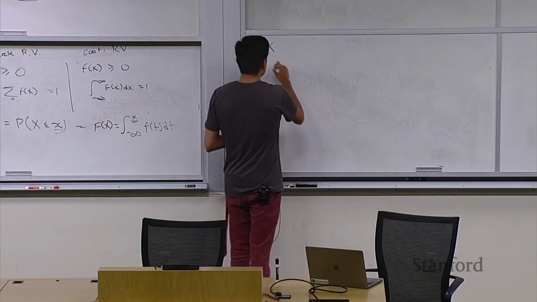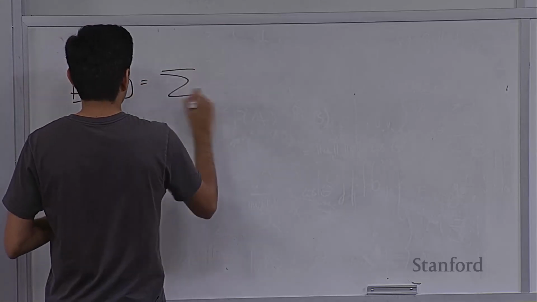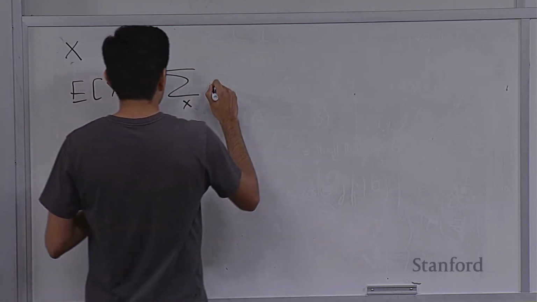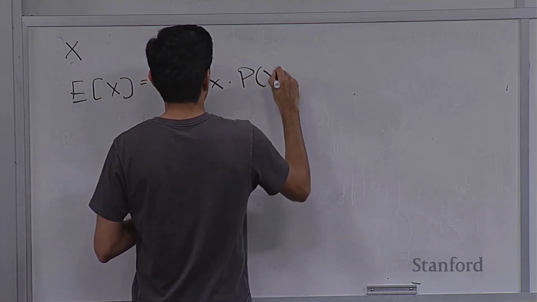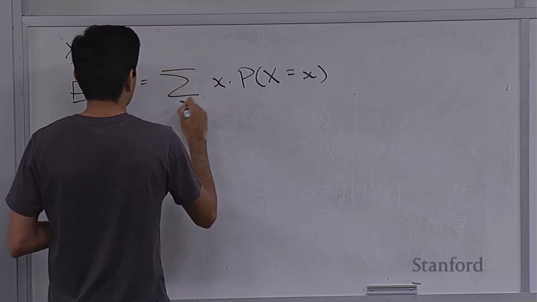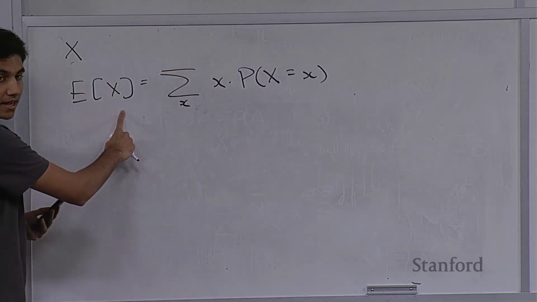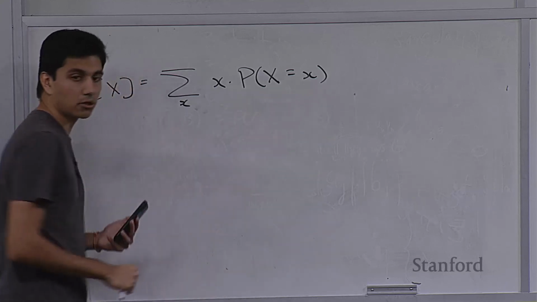And we can define the expectation. We write it as E of x. We write that as the sum over all values x times the probability that the random variable is equal to that value. Does that make sense? It's basically a weighted average of all of the outcomes x can take with respect to the probability of that given outcome.